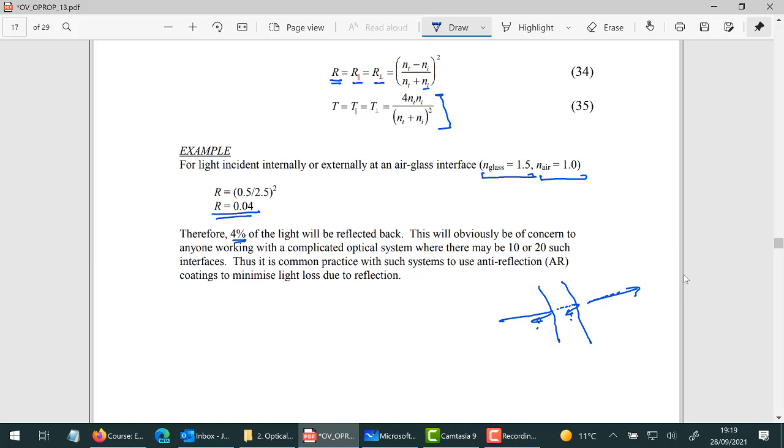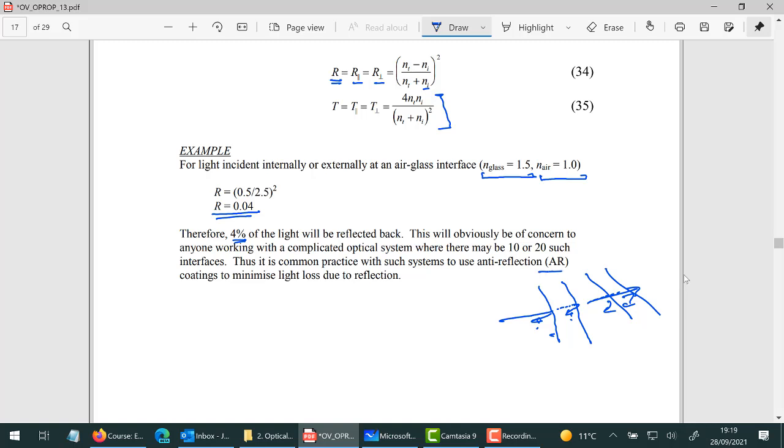Now, if you think about any kind of reasonably complicated optical system, there will be more than just two interfaces. There will be many interfaces in between elements of different refractive indices. And so if you had many surfaces, then you can imagine that quite quickly you're going to actually lose all of your light. If you're losing 4% at every interface, or a number like that, then you're going to end up with not very much light getting through at all.